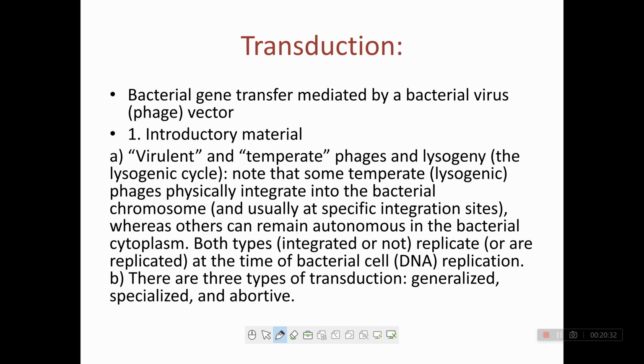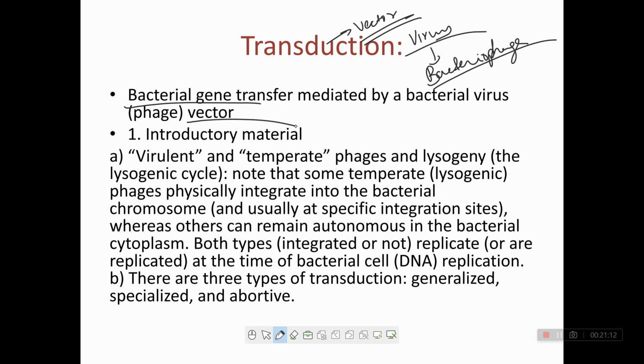Next process is transduction. Actually, in transduction, we use a vector. What? We use a vector, and that vector is a virus. The virus which acts as a vector for bacteria is known as a bacteriophage. So what is transduction? Bacterial gene transfer via a bacterial virus as a vector. This process is known as transduction.